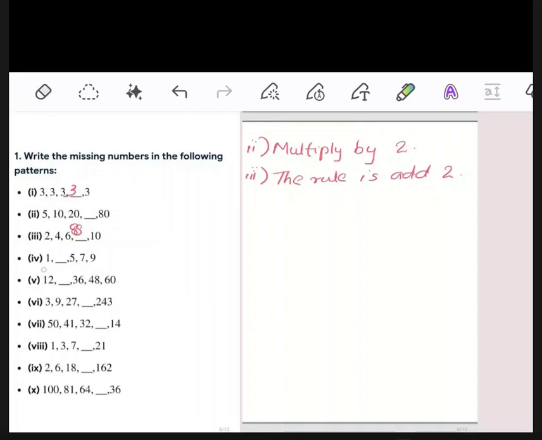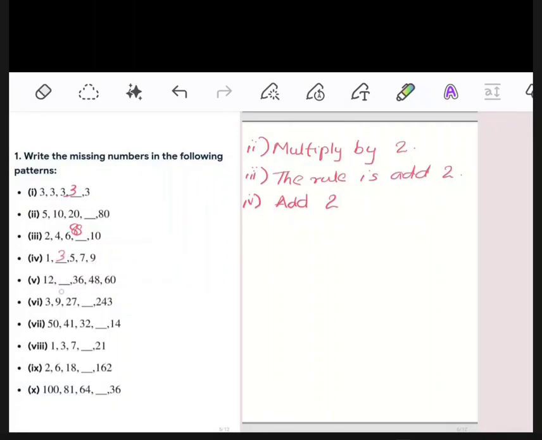Fourth one, 1, dash, 5, 7, 9. Here also it is the same. The previous one was an even set of numbers, and this is the odd set of numbers. The rule is also adding 2. The next number.